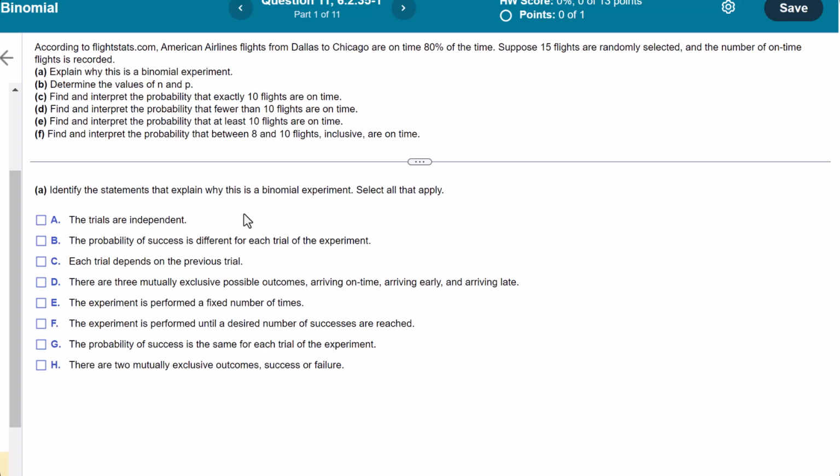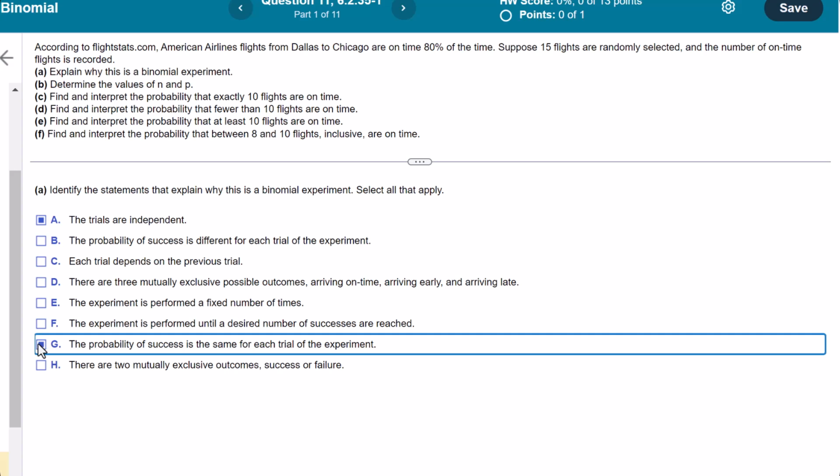Recall that we use the acronym FITS to help you remember: fixed number of independent trials with two outcomes, and the probability of success is the same. Now, they may be in a different order here. These are sort of randomized. So let's take a look. Trials are independent. Yes, that's the I in FITS. And probability of success is different? Nope, we know it's the same. So actually, I see this right here. Probability is the same.